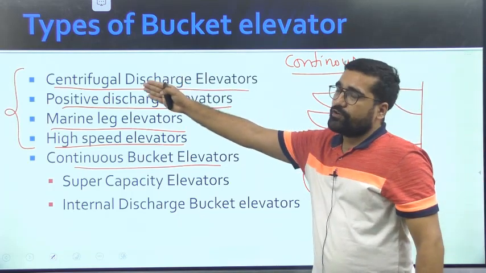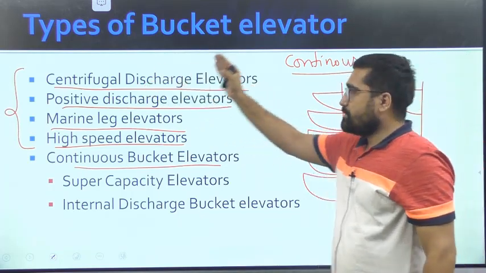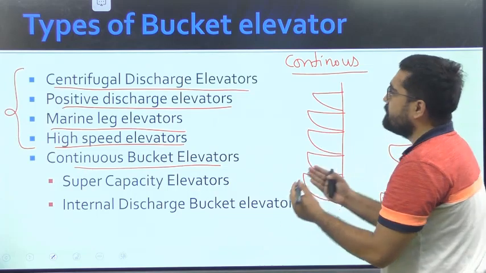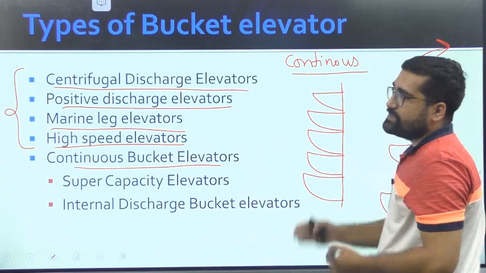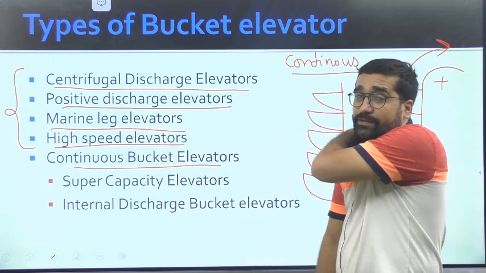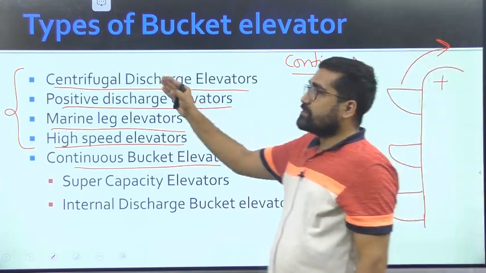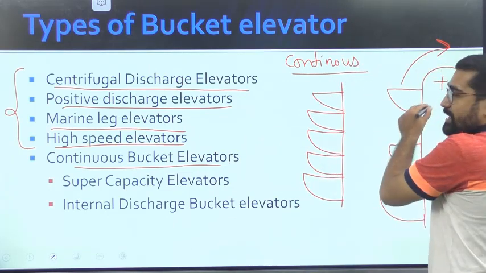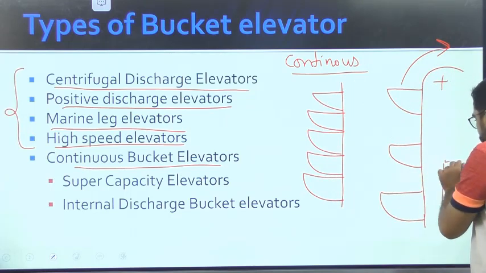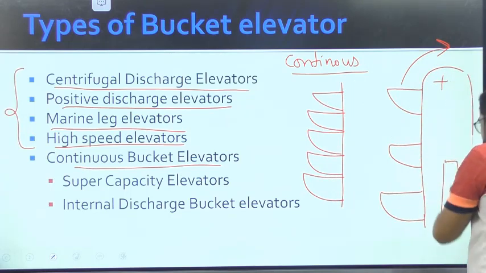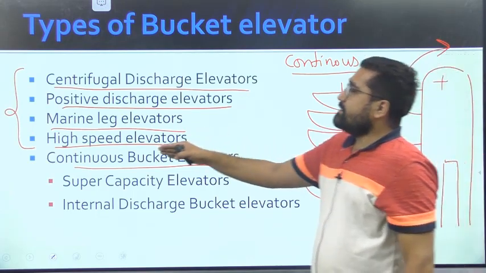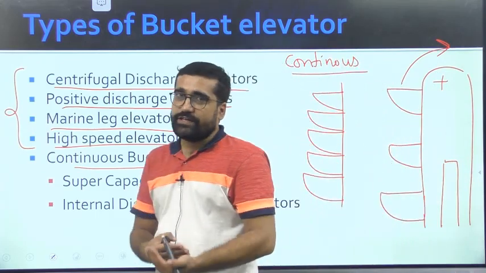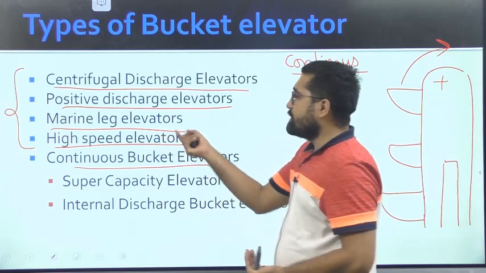Okay, so if we talk about centrifugal discharge, it is based upon the discharge end. So we can identify a centrifugal discharge elevator from the top. At the time of discharge the discharge will be centrifugal, whereas in positive discharge elevator the discharge is because of gravity itself. Then for marine leg elevators, here we are not talking about discharge, here we are talking about the legs of the elevator, and what is the leg of the elevator we will see later. Then there is the high speed elevator, the elevator which moves with very high speed to increase the capacity of the elevator, so that is known as high speed elevator.